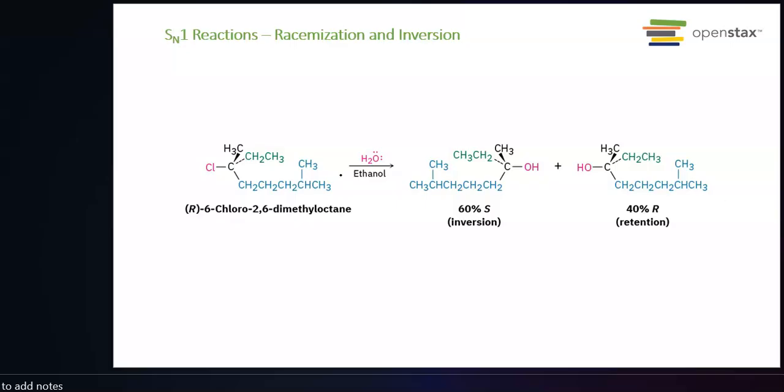Okay, so here is another example of an SN1 reaction. You can see that it's a chiral center and it's a tertiary alkyl halide, which would be the best substrate for an SN1. Water is taken as the nucleophile, and you can see that about 60% is S configuration and 40% is R configuration. Okay, so it's not exactly a racemic mixture, but you get both configurations in the product.